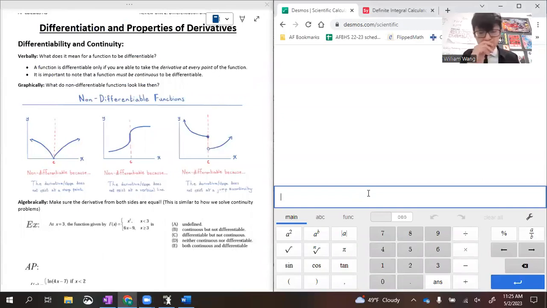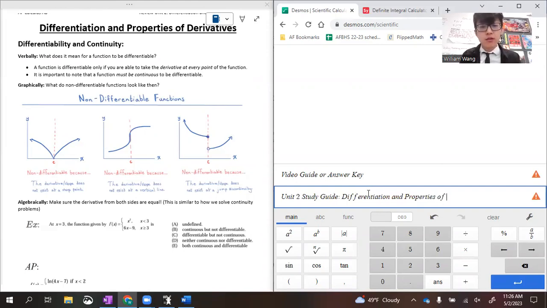So this is going to be my video guide, basically an answer key, for the Unit 2 study guide or review packet. The topic we are covering in this one is differentiation and properties of derivatives.